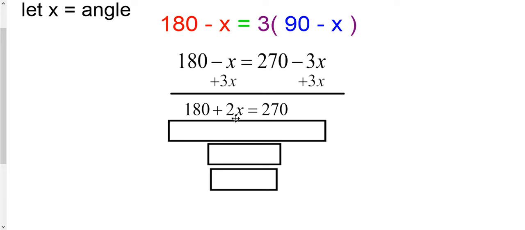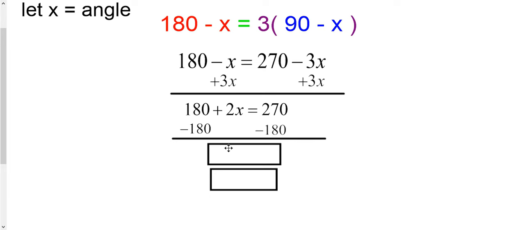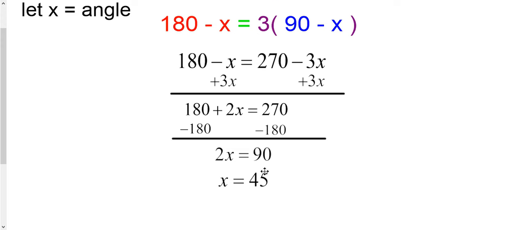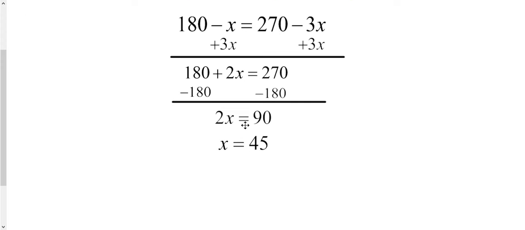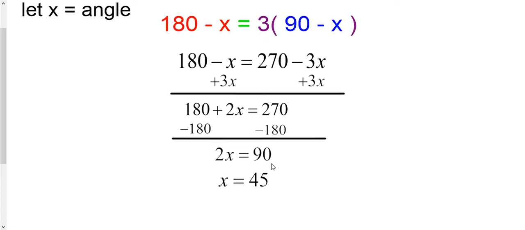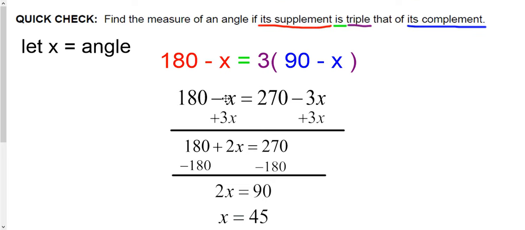Now we'll get the x term by itself here. Get rid of that 180 with minus 180. And we get 2x equals 90. Divide by 2. I forgot to show that step. Divide both sides by 2. And we get 45. You can put it in your notes. So x equals 45. Find the measure of the angle. The angle is x, so it is 45 degrees.